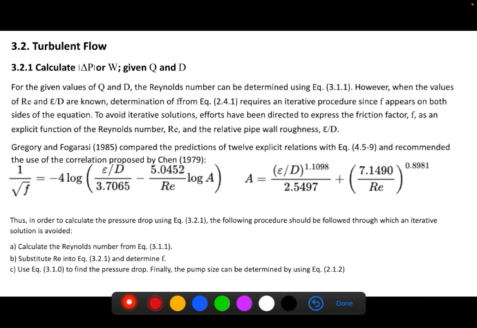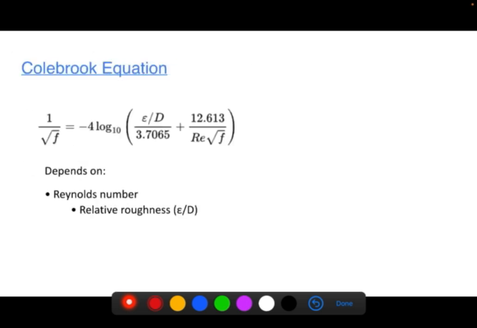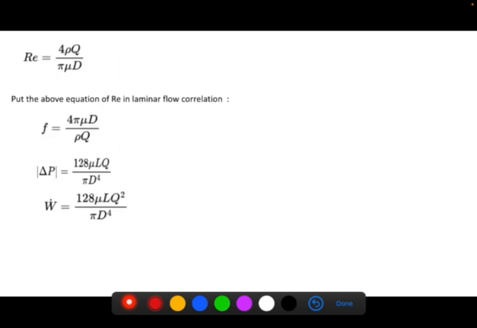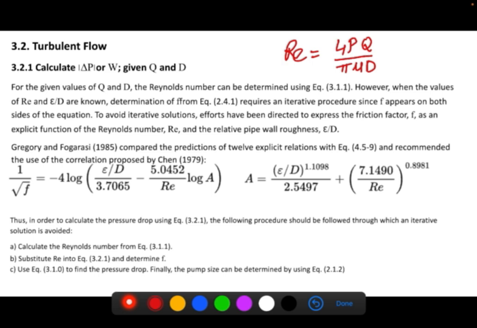However, when the values of Re and epsilon by d, that is relative pipe wall roughness, are known, f is to be determined using equation 2.4.1, which is the Colebrook equation, which has friction factor on both sides, the LHS and RHS, in relation with Reynolds number and relative roughness. So it requires an iterative procedure since f appears on both sides of the equation.